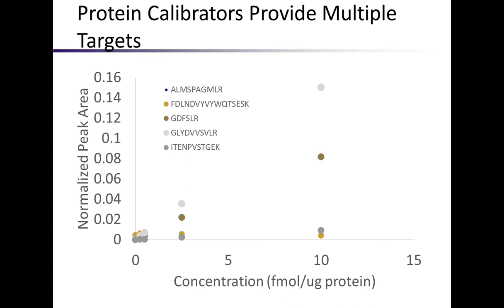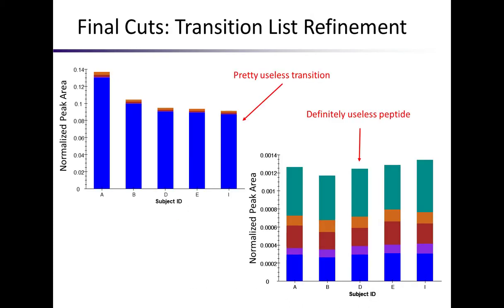Another nice thing about these protein calibrators is just like in method development, they provide multiple targets. So you can actually plot 5 different linearly responding peptides from a specific protein and pick out which one responds best. In this case, the GLY peptide, assuming it's not interfered with and it's unique in everything, would probably be a very good prospect for use for quantification.